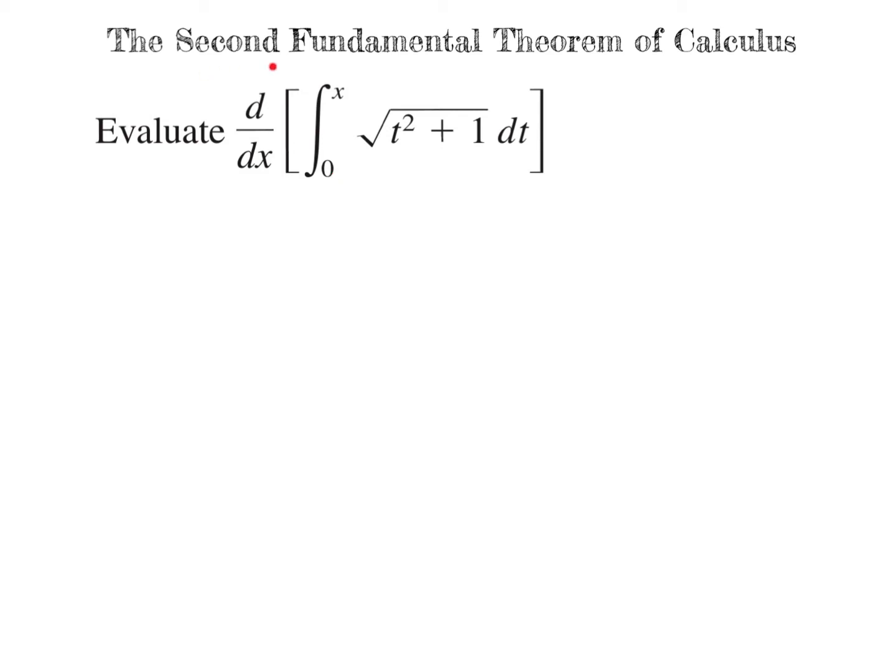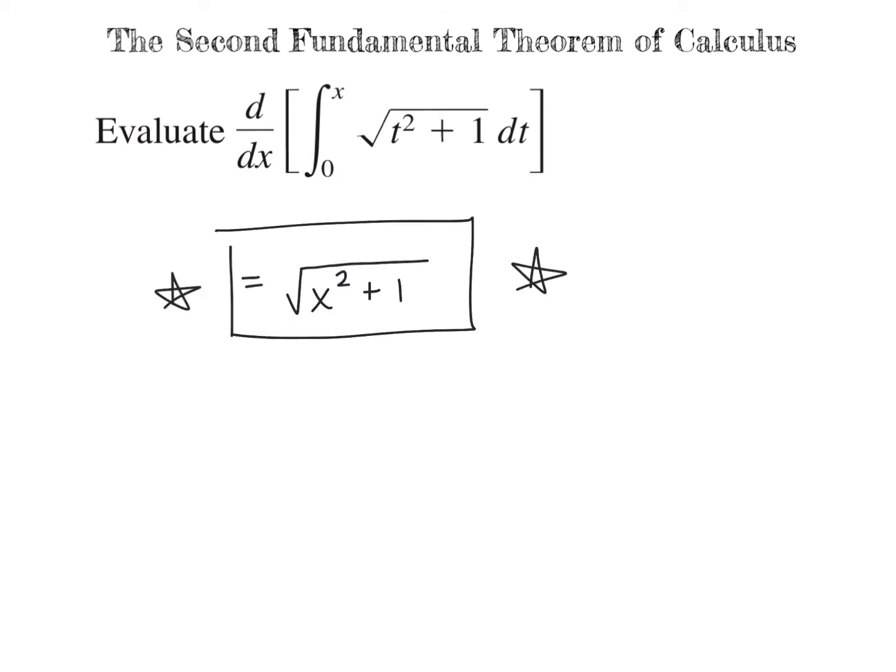All we're doing using the second fundamental theorem of calculus is plugging in our upper limit, which happens to just be x. So what this ends up equaling, using that second fundamental theorem of calculus, is I'm plugging in my integrand, the square root of t squared plus 1, but I'm plugging in x because it equals f of x now, not f of t. So it equals the square root of x squared plus 1.